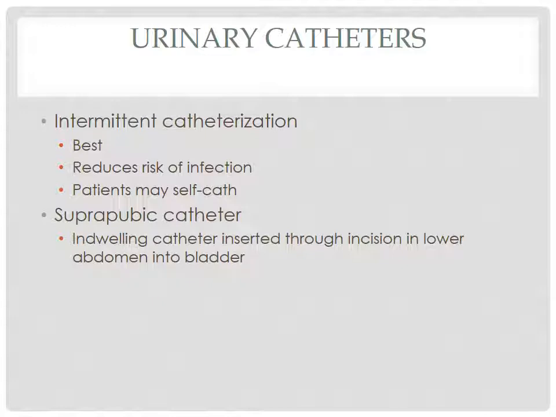A suprapubic catheter is inserted into the lower abdomen, into the bladder, above the pubic bone. You can see they have belly bags for the collection of urine, or the same kind of collection device, such as a drainage bag or a leg bag, can be used, and it's for long term because it's through an incision in the abdomen.